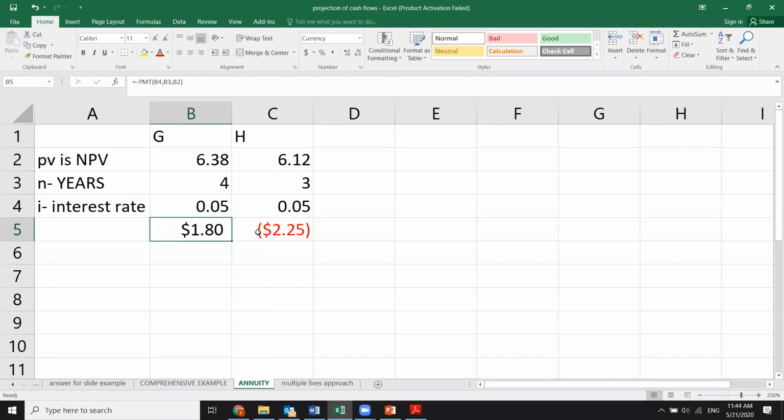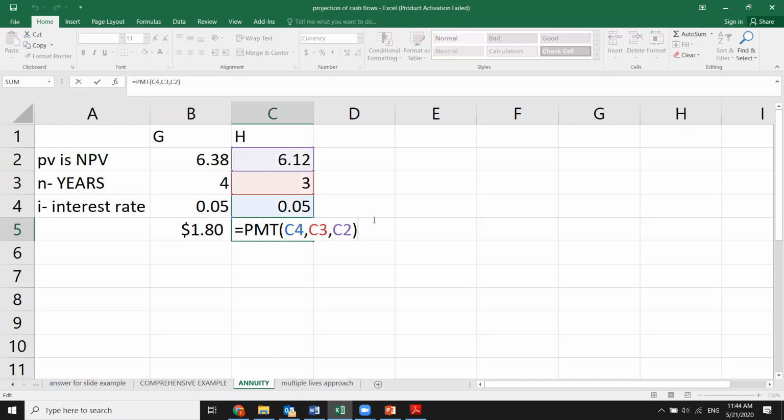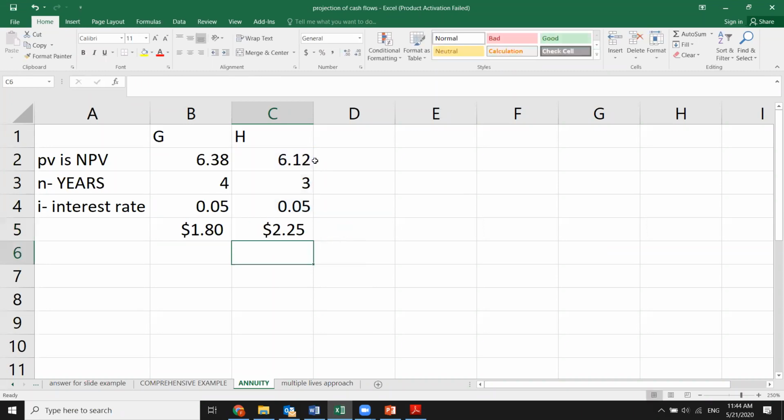And let's apply the same thing here. So the rate is 5. Number of years is 3. And this is what we got. So according to the annuity, we choose project H as well.